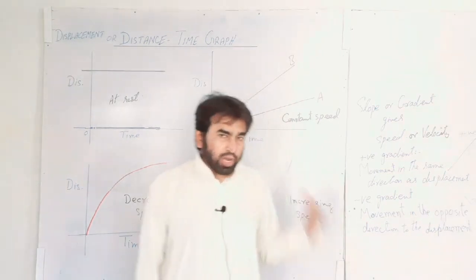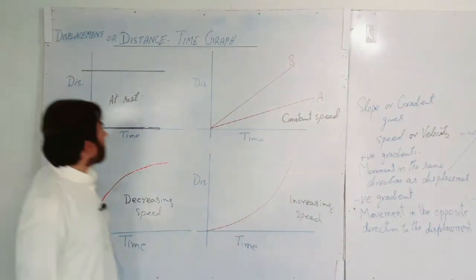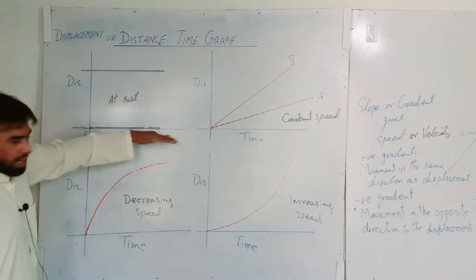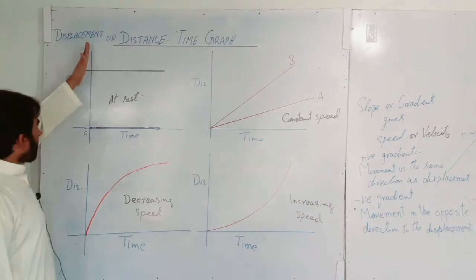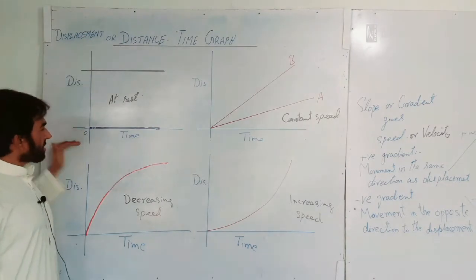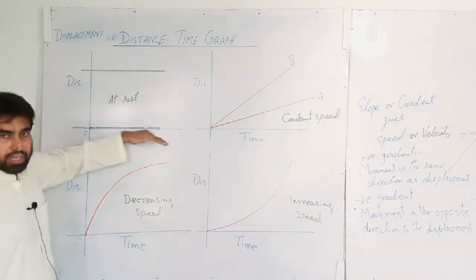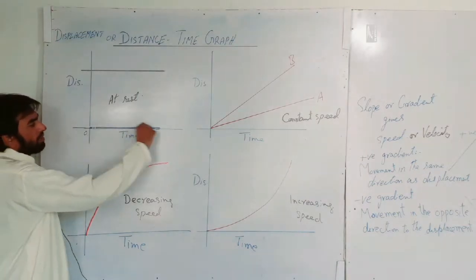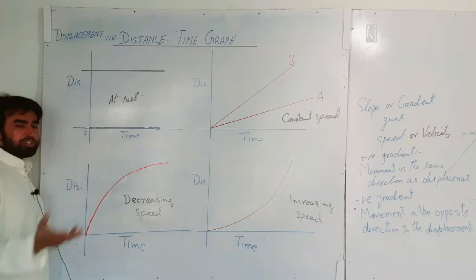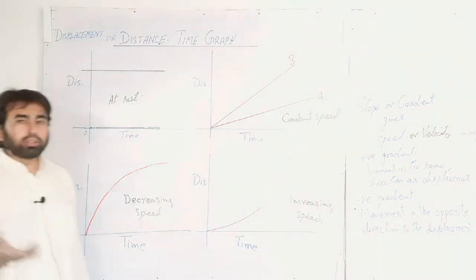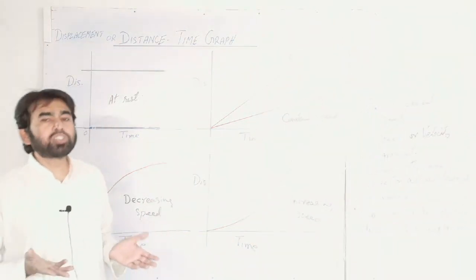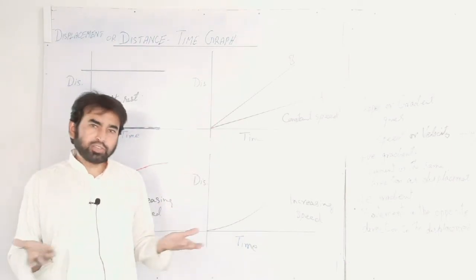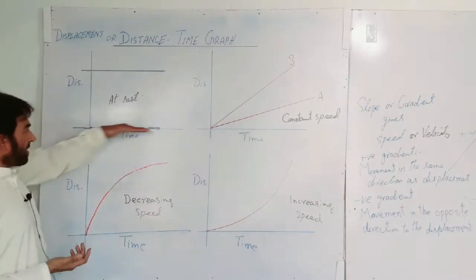Now come to the graphs which I have drawn here for you. This first graph shows distance or displacement and time. Along the y-axis we are taking displacement or distance, and along the x-axis we are taking time. In the first case, you can see that this line is a horizontal line. As you know, all horizontal lines have gradient 0, which means that the speed of the body is 0 because the slope is 0.